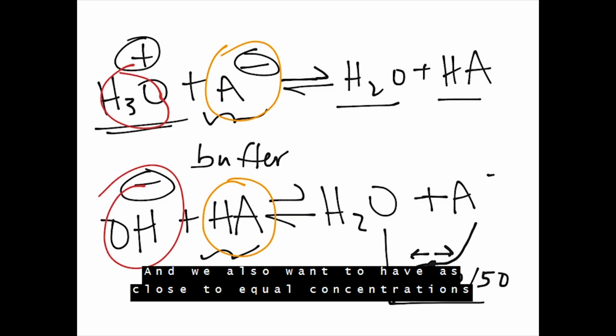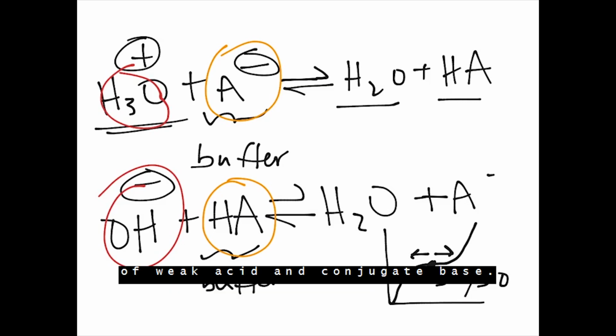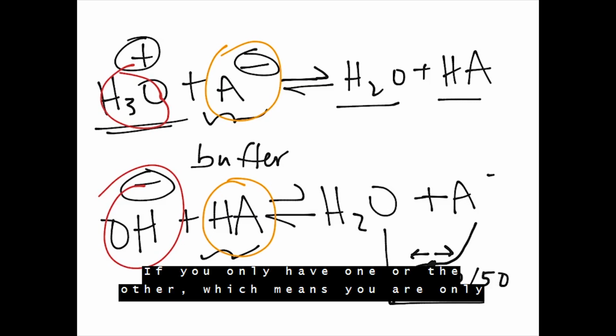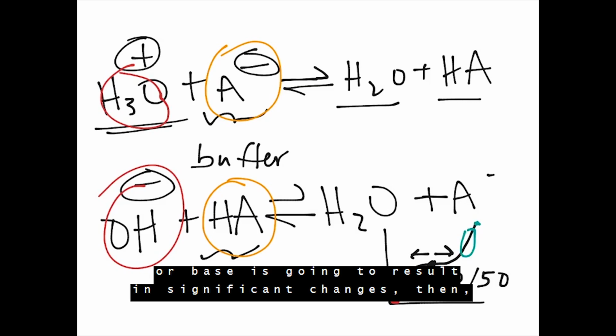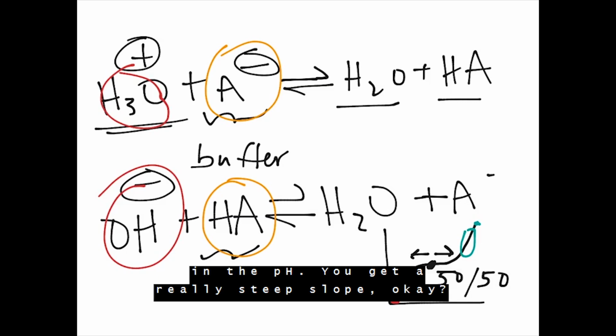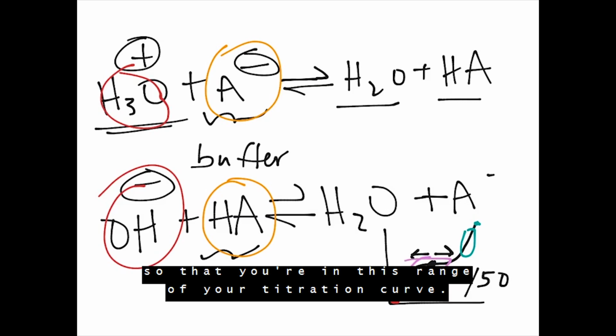And we also want to have as close to equal concentrations of weak acid and conjugate base. If you only have one or the other, which means you were only down here or you were only up here, any added amount of acid or base is going to result in significant changes then in the pH. You get a really steep slope. Okay, so you want to have as equal amounts as possible so that you're in this range of your titration curve.